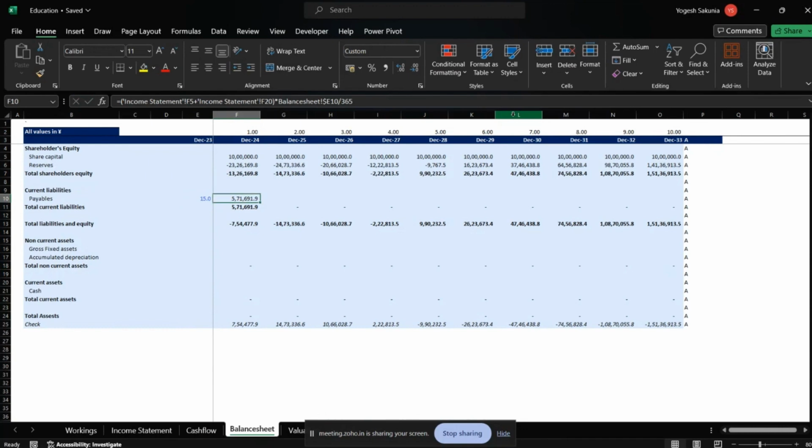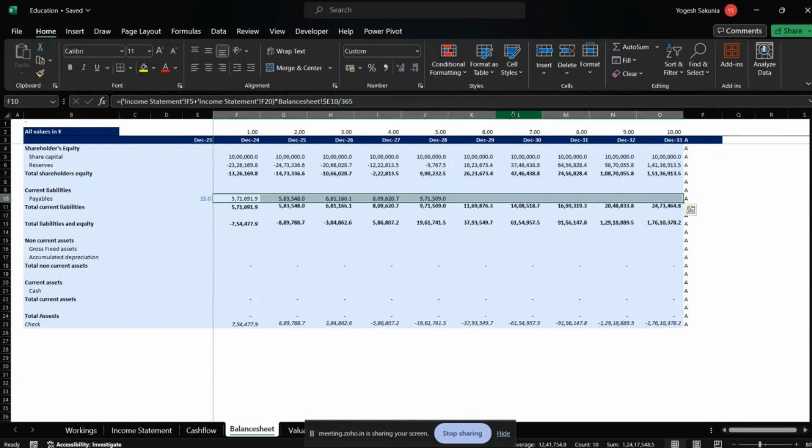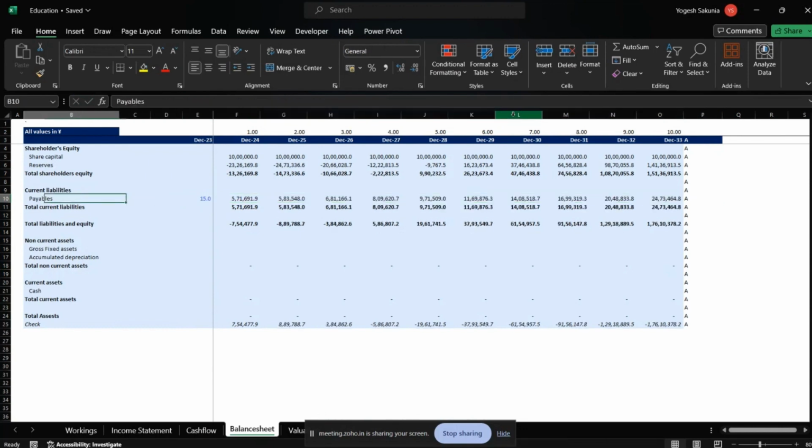And we can drag it. It's basically that the payable days are given to us, so from the payable days, we have calculated the payables. So this is what you have in terms of total liabilities and equities in the model.